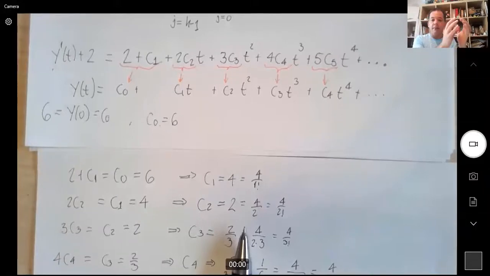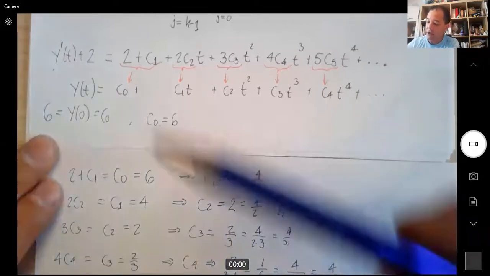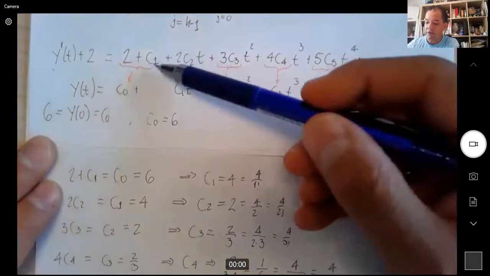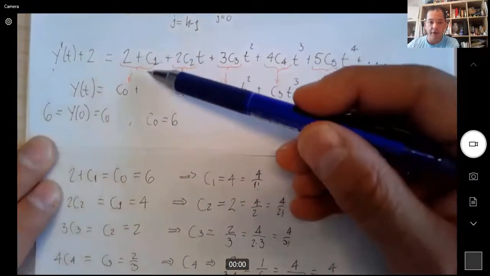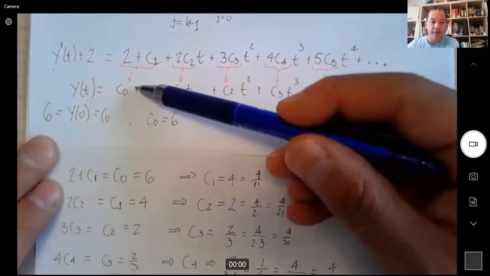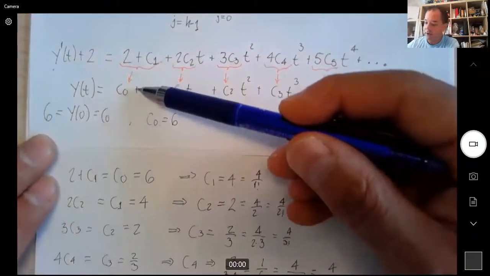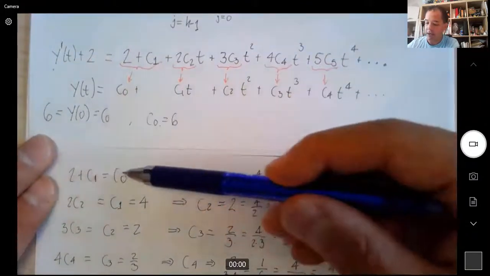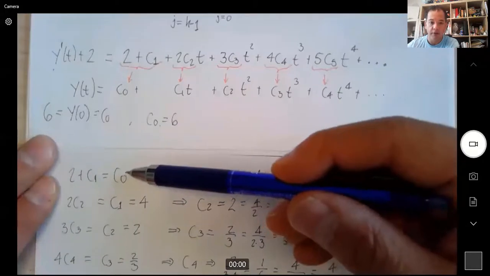So the independent term has to be the same. The coefficient for t has to be the same. The coefficient for t squared has to be the same. The coefficient for t cubed has to be the same. All of them have to be the same. So what is the independent term? Here it is 2 plus c1. What is the independent term here? It is c0. So then I have that 2 plus c1 has to be c0, right?